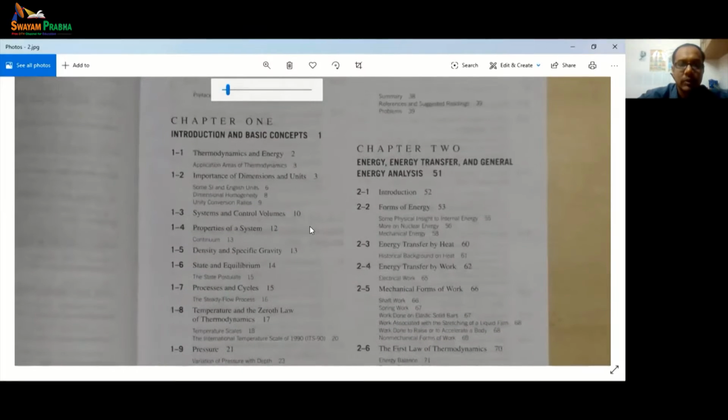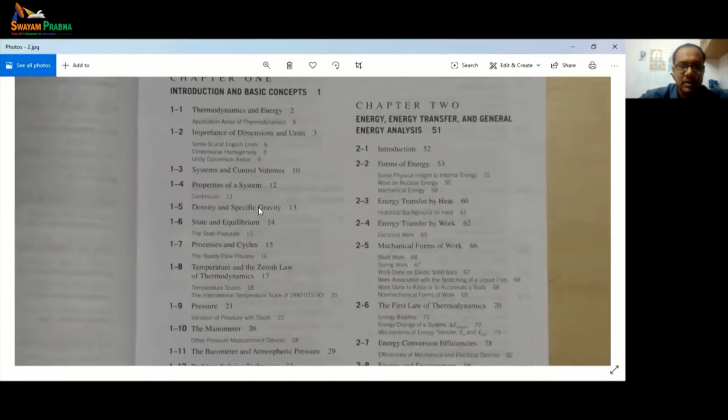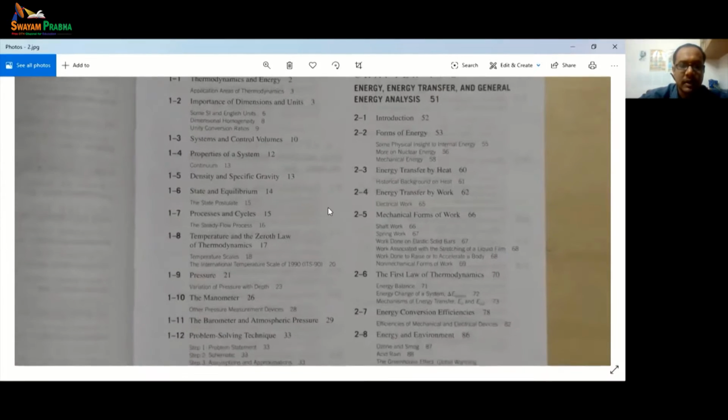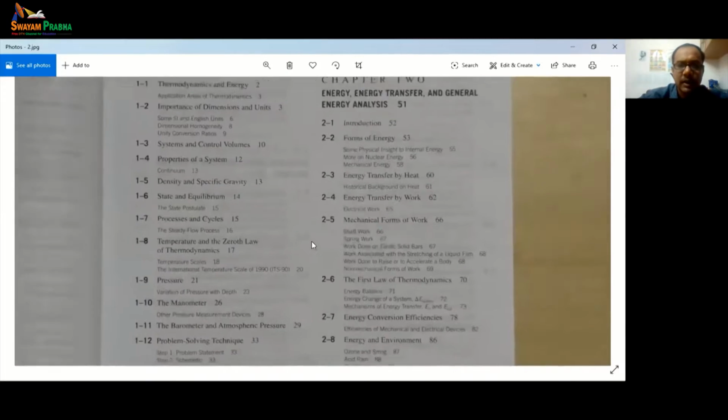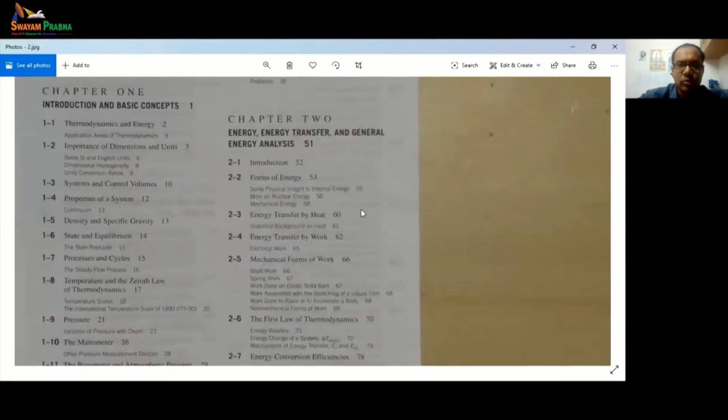Chapter 1 covered the introduction and the basic concepts, which covered the different definitions, units and all, and then how to measure pressure, temperature, etc. We have solved a few problems from chapter 1, and then we also solved a couple of problems from chapter 2, which talks about energy transfer and general analysis of energy, which also talks about the first law of thermodynamics.